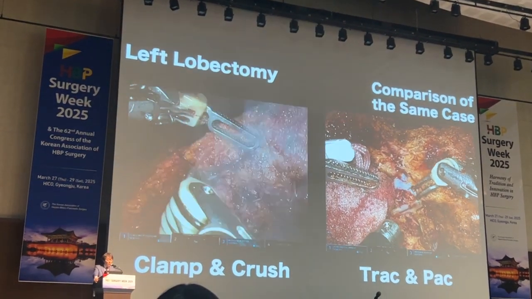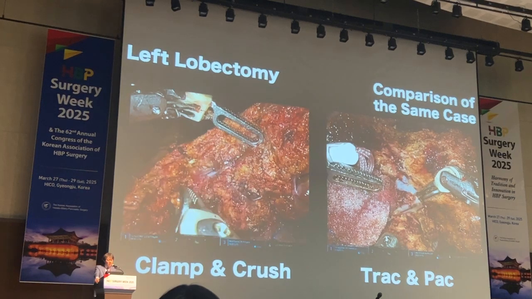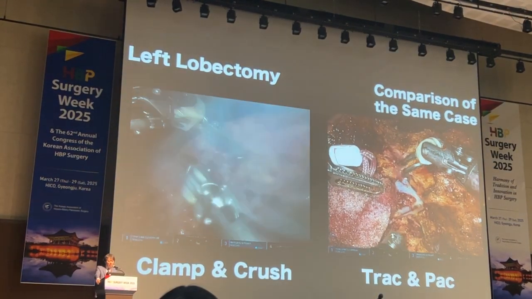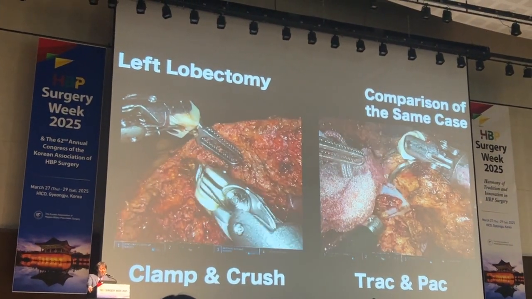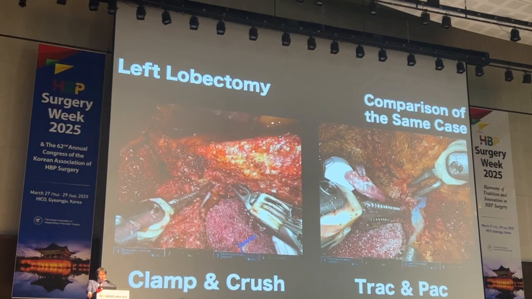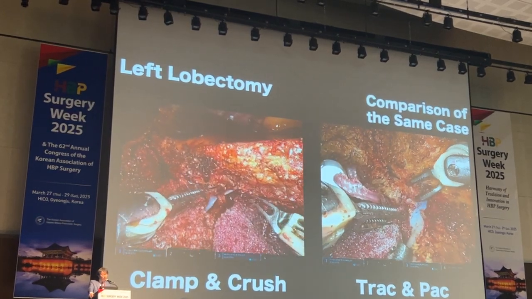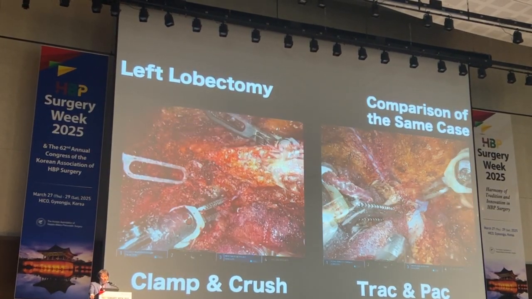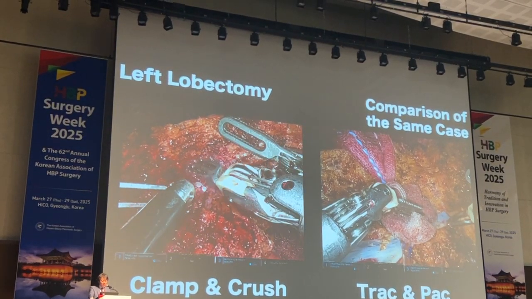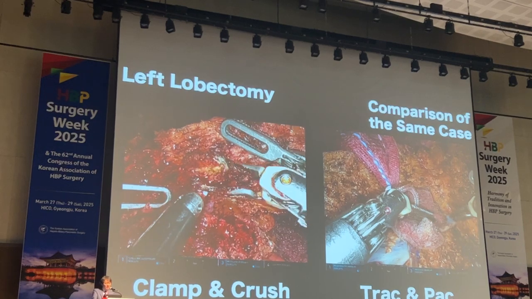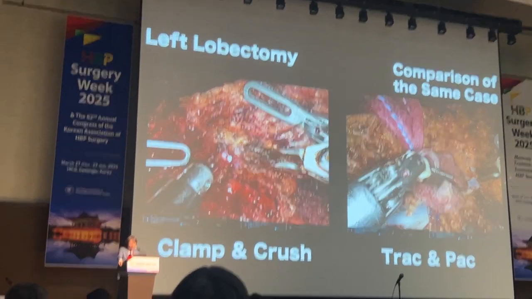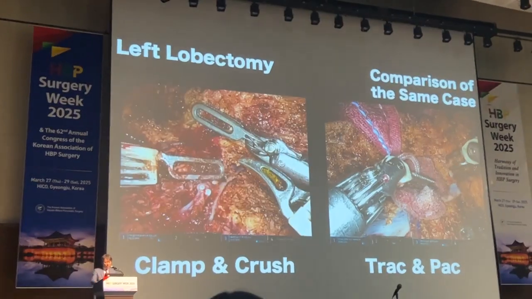This is a comparison between the clamp and crush method and the Trac and Pac method during the same operation. In the clamp and crush method, we clamp the liver parenchyma deeper than in the Trac and Pac method. This occasionally results in unnecessary hemorrhage from the invisible site, which we often find difficult to cauterize. Additionally, in the clamp and crush method, burnt tissue tends to be attached to the forceps, while it is rare in the Trac and Pac method. It is the splash that makes a difference.